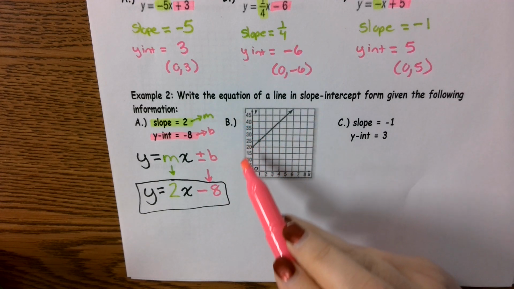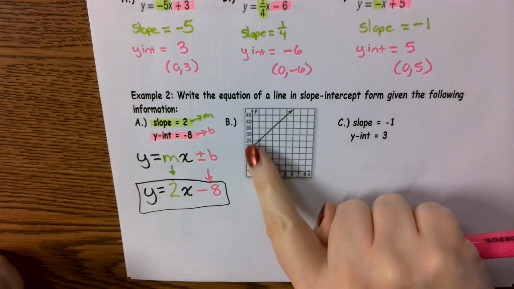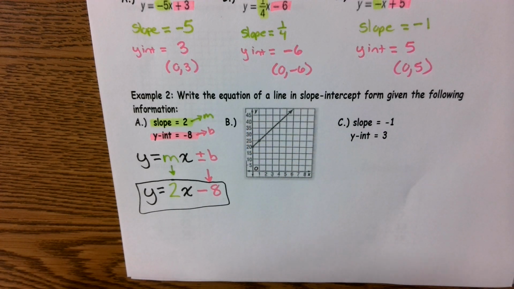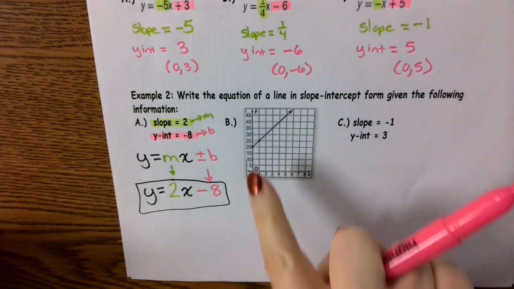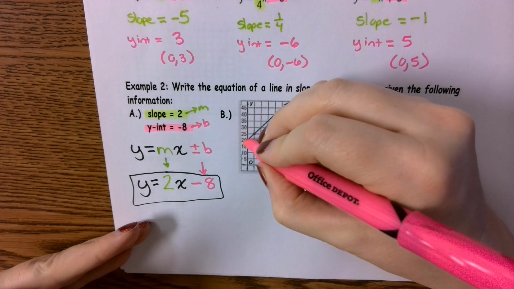Who can tell me what value is my y-intercept from this graph? Somebody besides Eker. Elijah, you spoke up. So, all right, Elijah, looking at this graph, what point does the line cross the y-axis? Come on, honey. Look at your graph. At what point does the line cross the y-axis? 20. That's it.